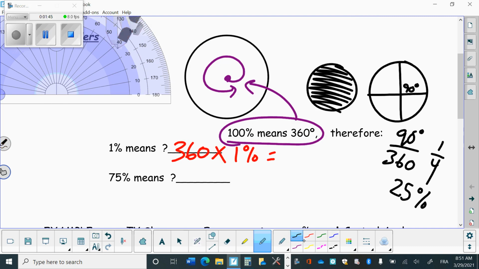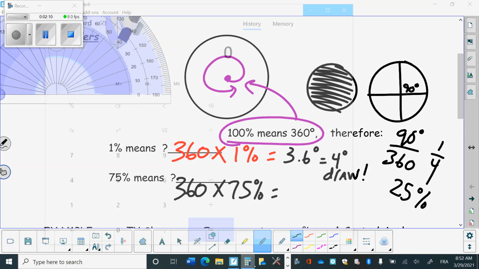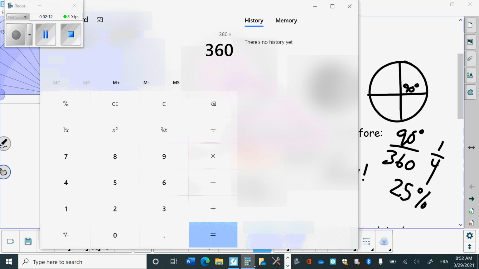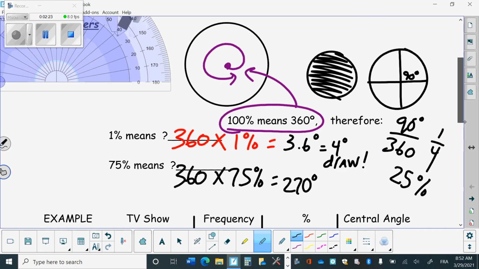Now, obviously, if we're going to graph that and put that on our circle graph, we would pick 4 degrees to actually draw, because 3.6 would be quite the challenge to get perfectly on there, okay? Same thing here, 360. I want to know what 75% of that is. Some of you say, oh, miss, can I just say 90 times 3 because 25%? Sure you can, but you can easily just take that 360 times 75%, and that gives me 270 degrees. You need to know that skill, but we've done percents, so that's not a new skill.